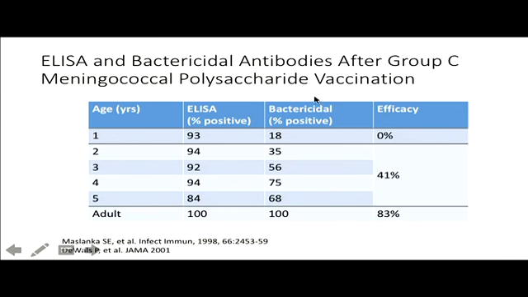Here's an example with Group C meningococcal polysaccharide vaccine. These are ages of children who were immunised, some adults down here. This is after immunisation. This is the percentage of vaccinees who were ELISA positive, so had antibodies that bound the meningococcal polysaccharide on an ELISA plate, so very essentially a biochemical reaction. But this is the percentage of vaccinees who had functional antibody that could be lytic for the meningococcal through opsonization and functionally killing the meningococcus.